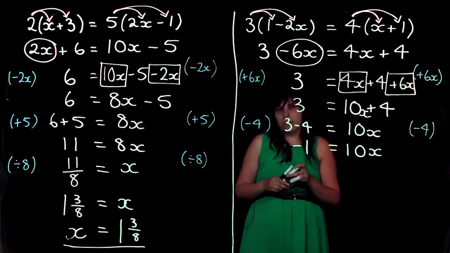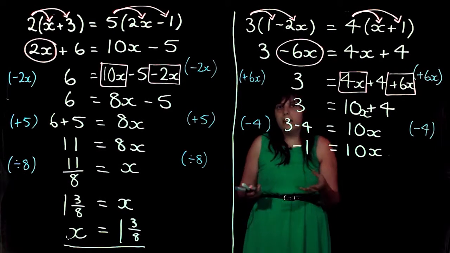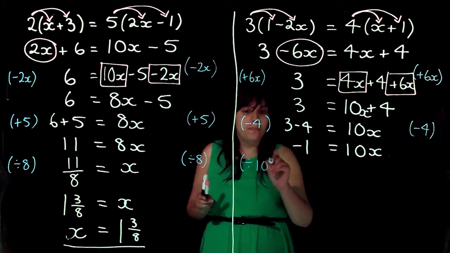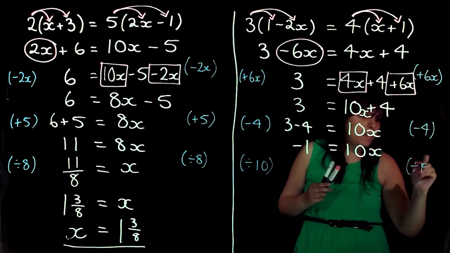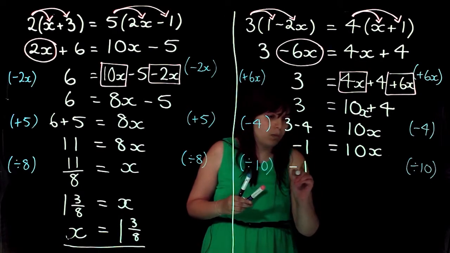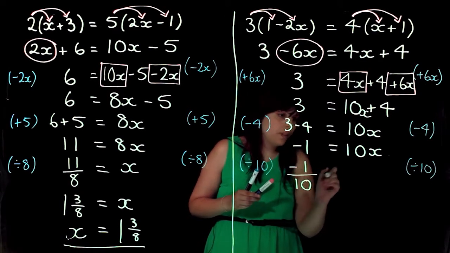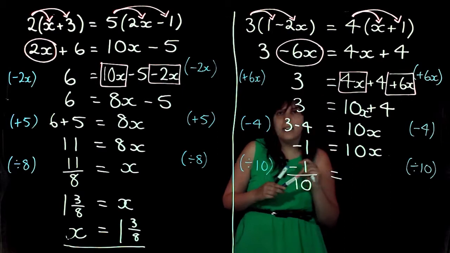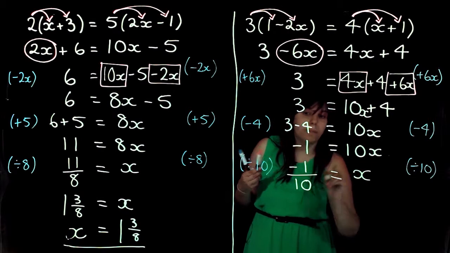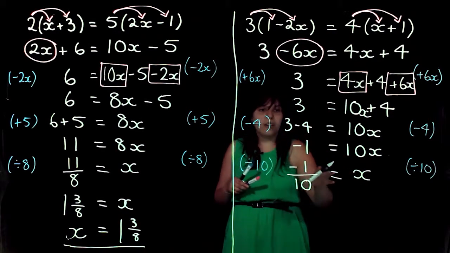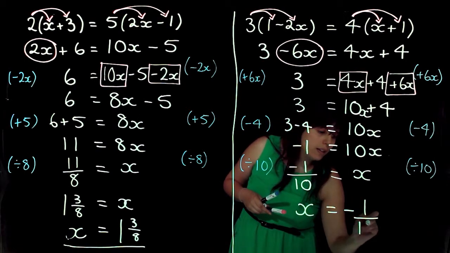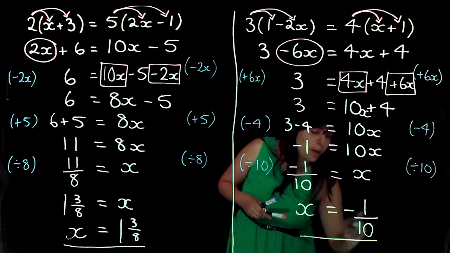And then I want to get my x on its own. Currently, I'm multiplying it by 10, so I need to do the inverse, which is divide by 10. So I'll divide by 10. So on this side, I've got minus 1 divided by 10. And on this side, I've got 10x divided by 10. 10 divided by 10 is just going to be 1, so I'm left with my 1x. So my solution is going to be x equals minus a tenth. And that's my answer.